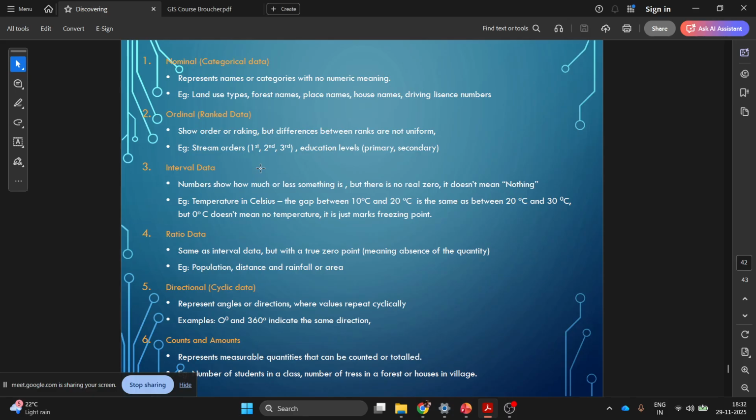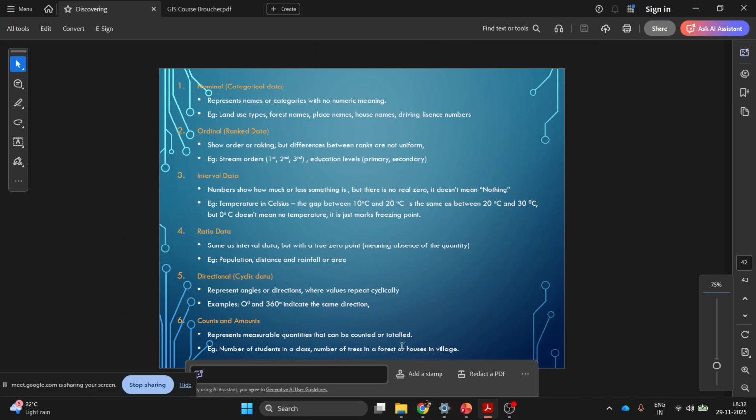So it is shown as degrees, right? So it is called directional or cyclic data. And also counts and amounts. It represents a measurable quantity that can be counted or totaled, like the number of students in a class, the number of trees in a forest, or houses in a village.